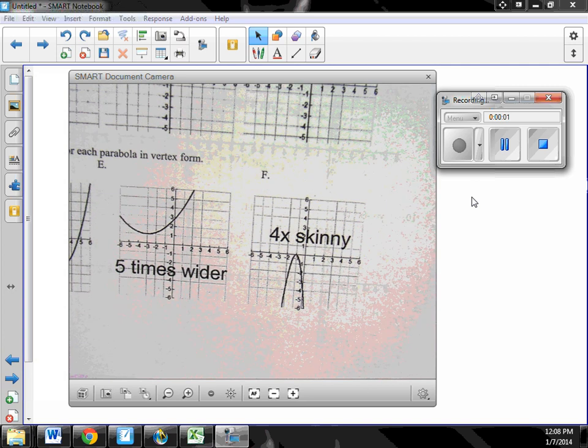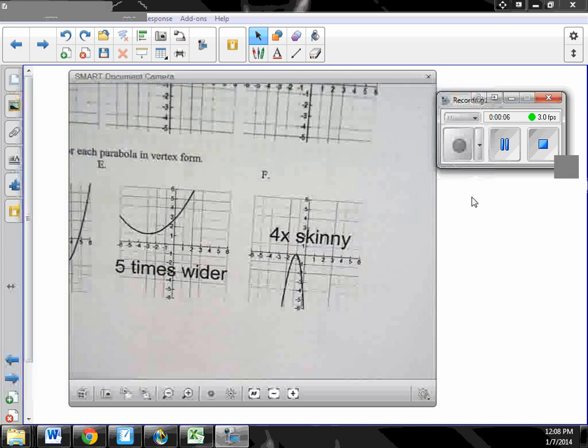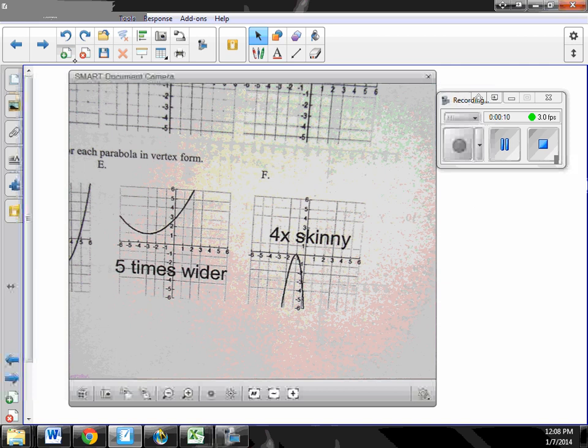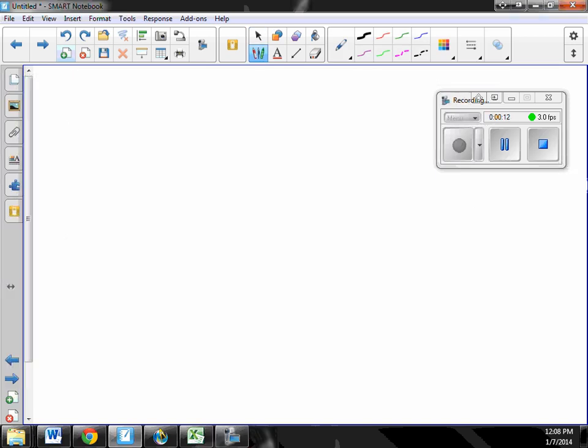Take a look at that circle worksheet. That's the one we're going to do first. Let's review really quickly some of the rules about circles.